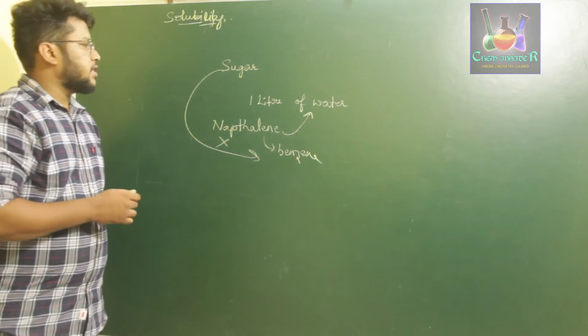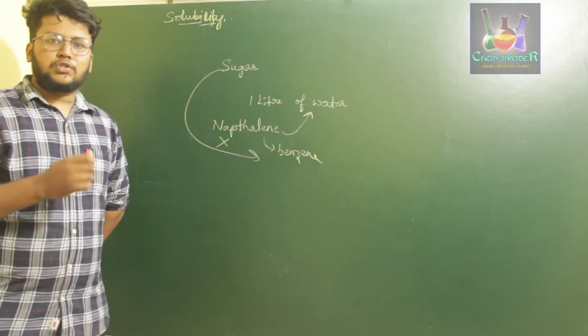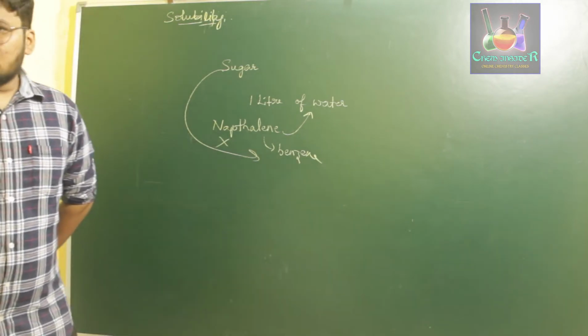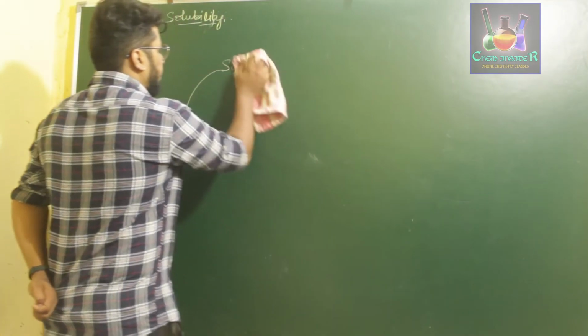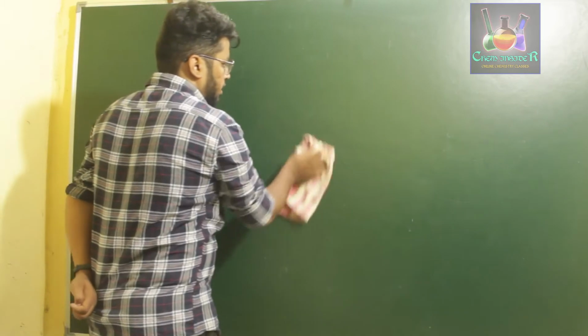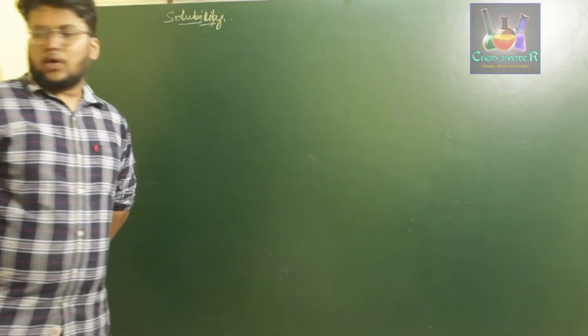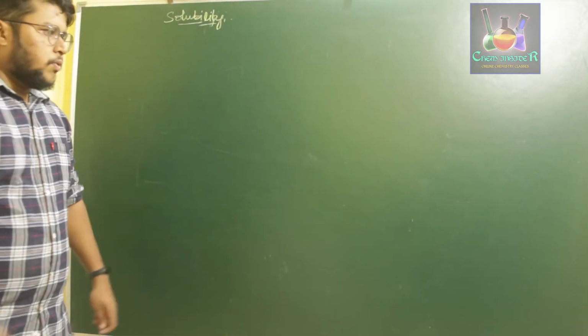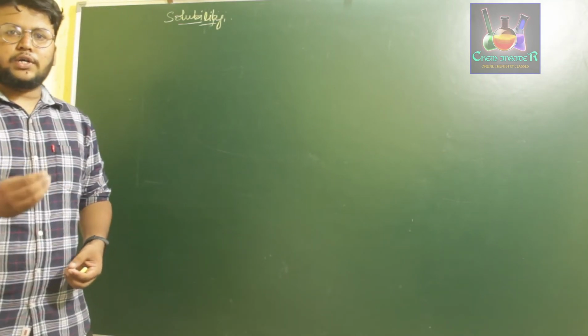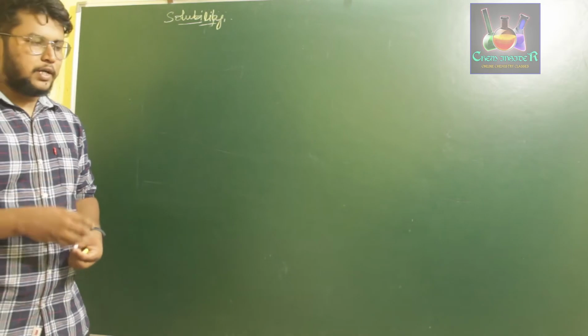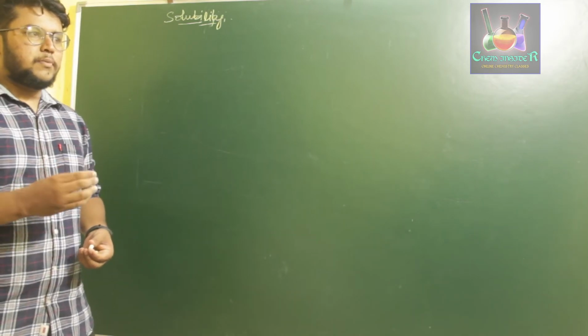So now first we'll discuss the solubility of a solid in a liquid. For the solubility of solids in liquids, we have to know one thing, that is about forming a saturated solution. So what is this saturated solution? Whenever you dissolve a solid substance in a given amount of solvent, it can dissolve only to a certain extent.